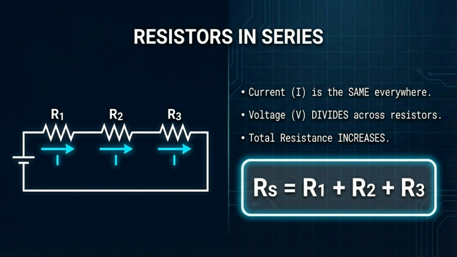When resistors are connected in series, the current is the same everywhere, but the voltage divides across each resistor. The total resistance increases, calculated as the sum of individual resistances. Rs equals R1 plus R2 plus R3.